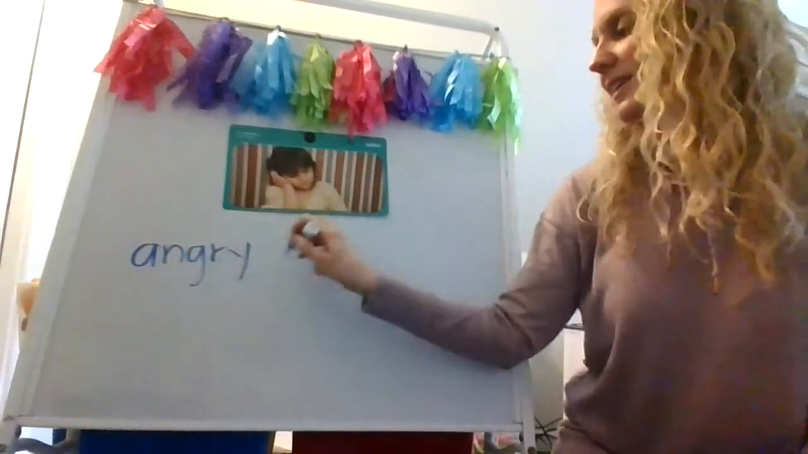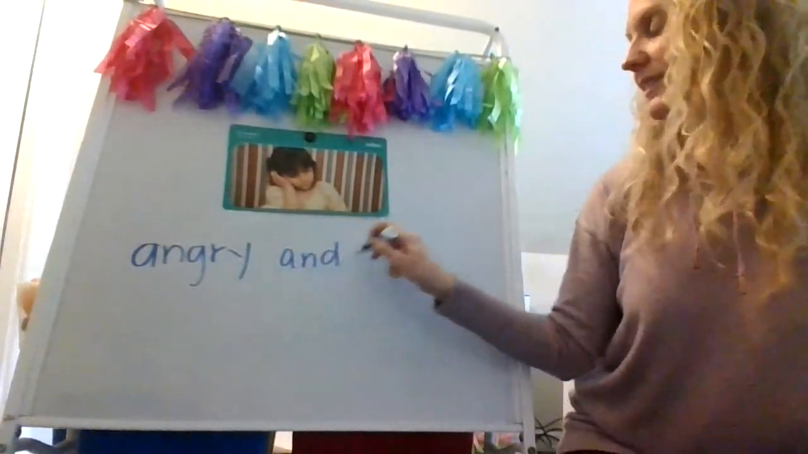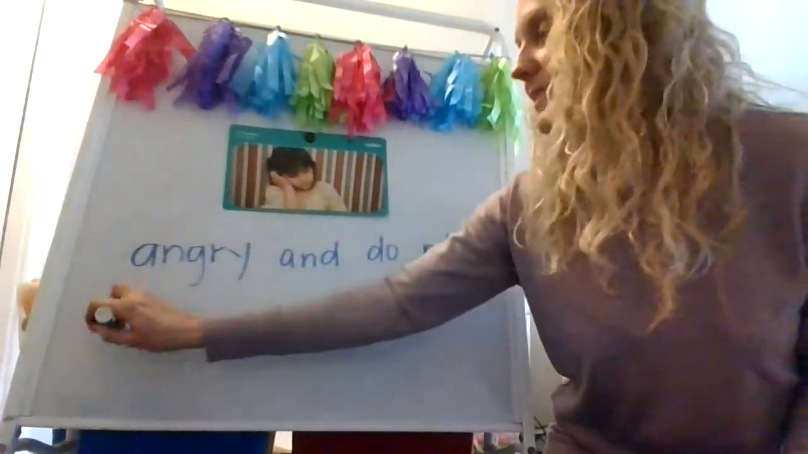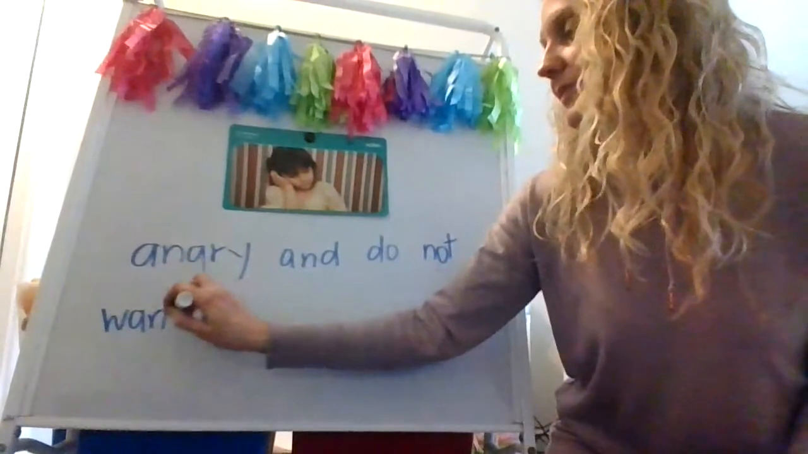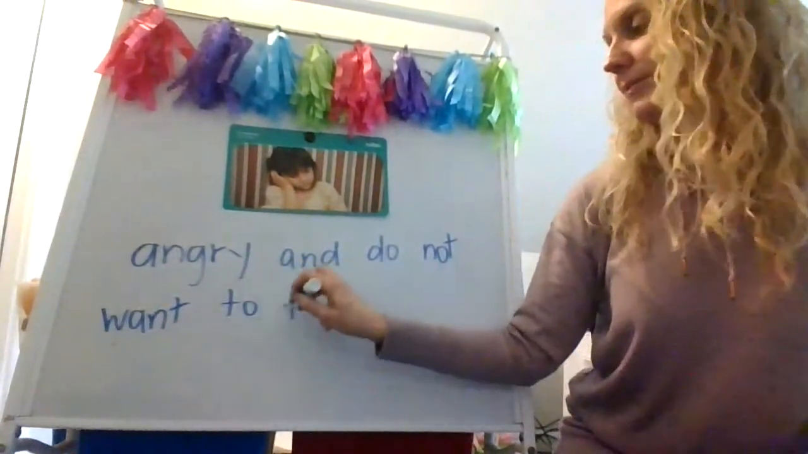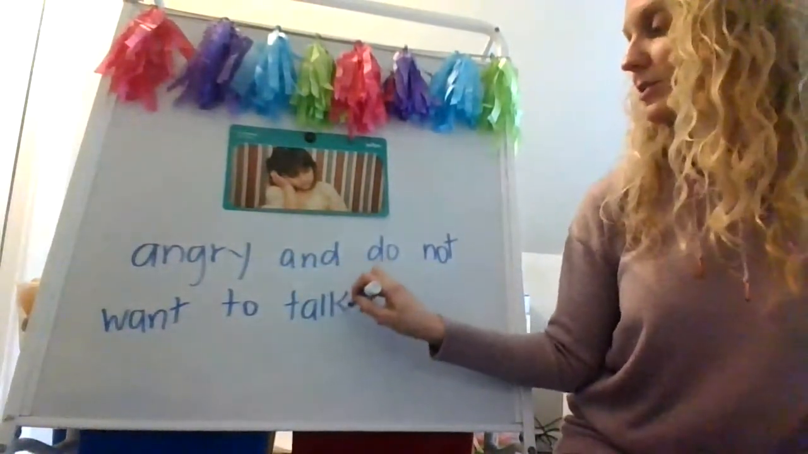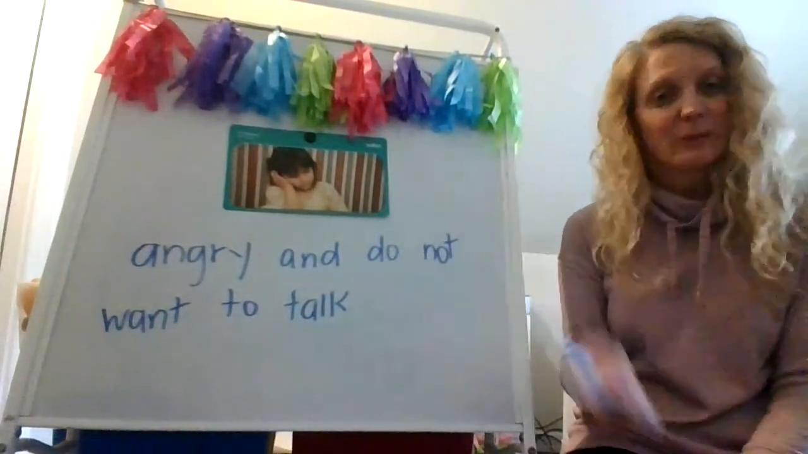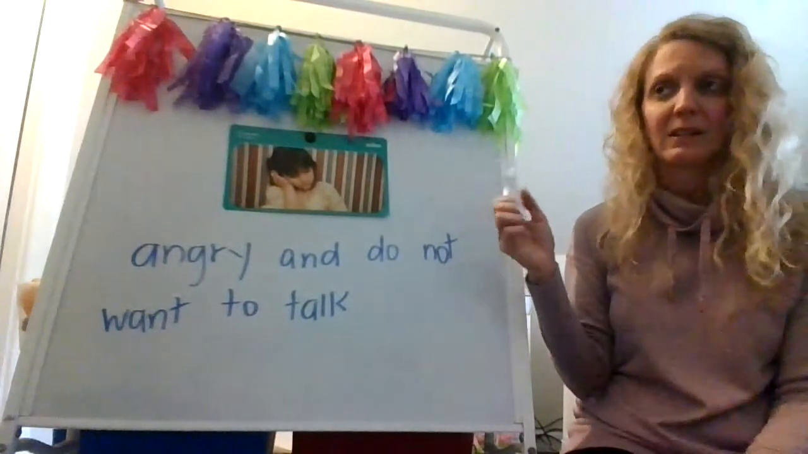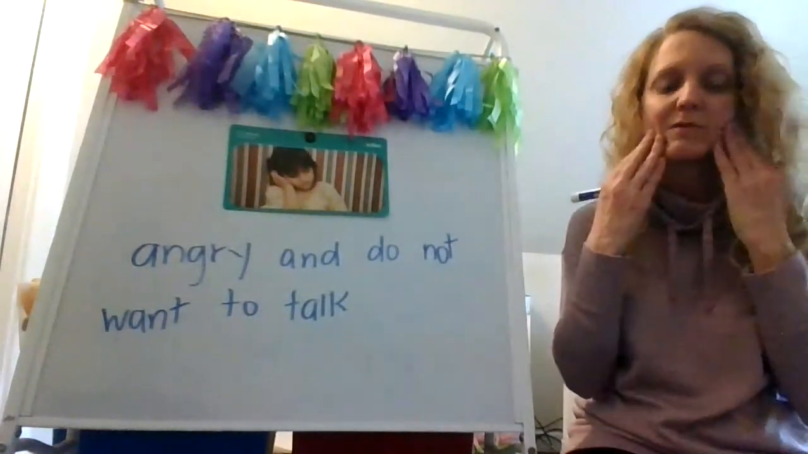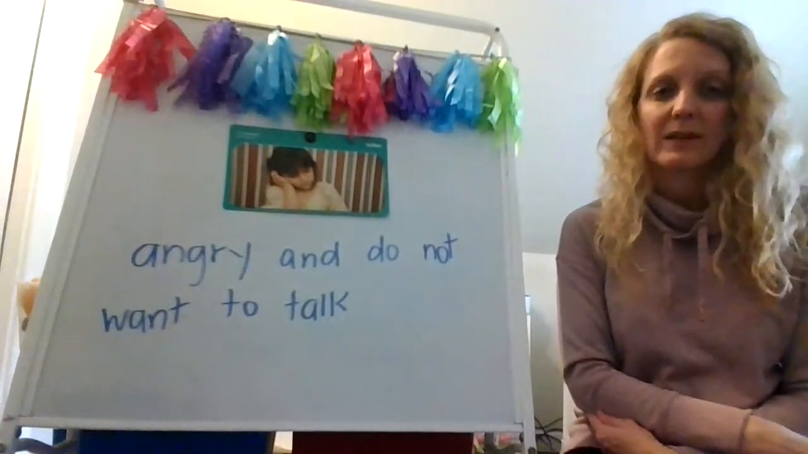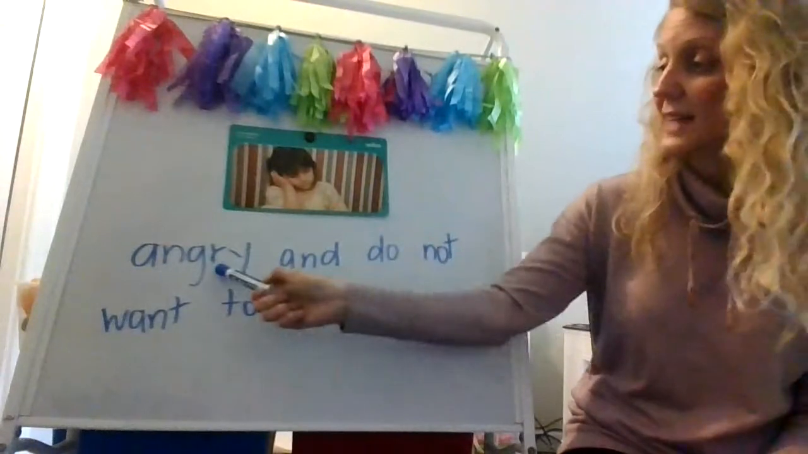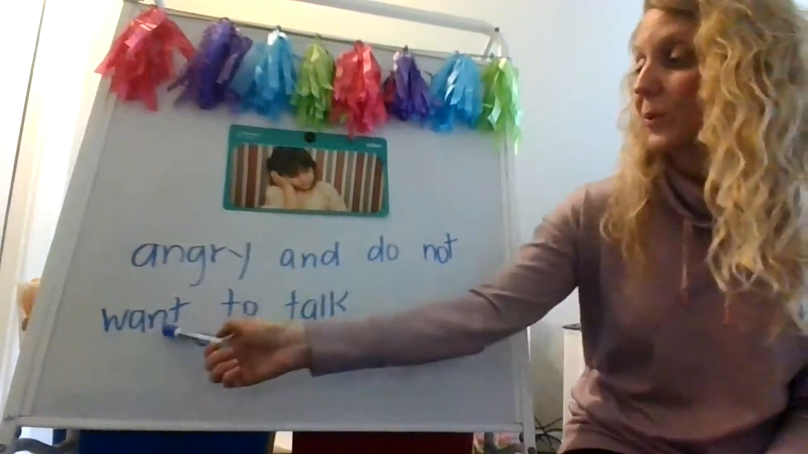Angry and do not want to talk. Sometimes people that are angry do talk and they get very loud and they say lots of mean things. So that's a little bit different from sullen, because sullen means you're feeling angry on the inside and your face might show it, but you just don't want to talk to anybody. You're not saying anything. So sullen means angry and do not want to talk.